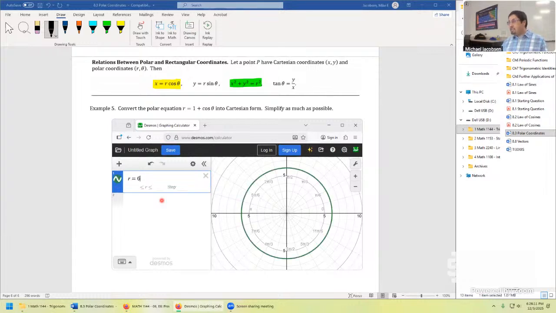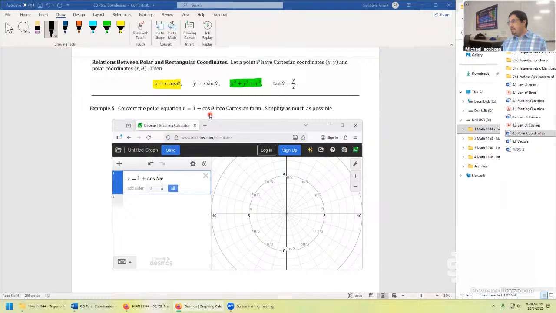When it was r equals 6 cosine theta, we got a circle. If it's just r equals, say, 6, we get another circle. That's because every point here on this line has distance 6 away from the pole. And if theta can be any value, you just get a circle centered at 0. So now if you go 1, here's a circle with radius 1. But what happens when you put plus cosine theta?